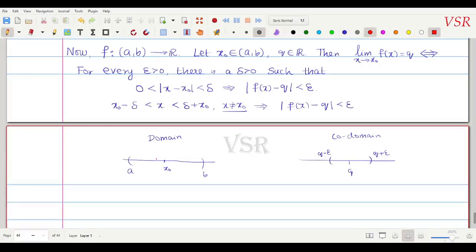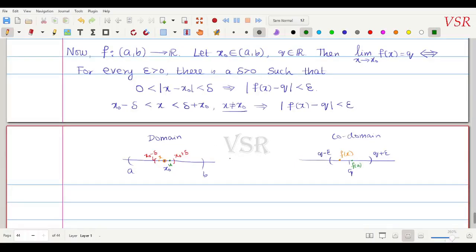I can find a delta. So this is the delta. This is the point x naught minus delta, and this is x naught plus delta. Whenever t is here, okay, I'll take another point, whenever t is in this region except this point, then for x here, f of x will belong to here. So this is f of x. Suppose u is an element here, so f of u may be here. Okay, so this is f of u. So this is the definition.